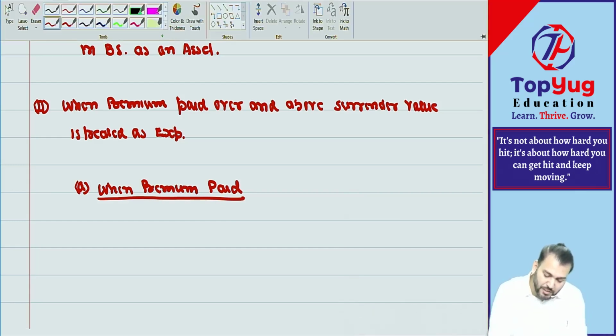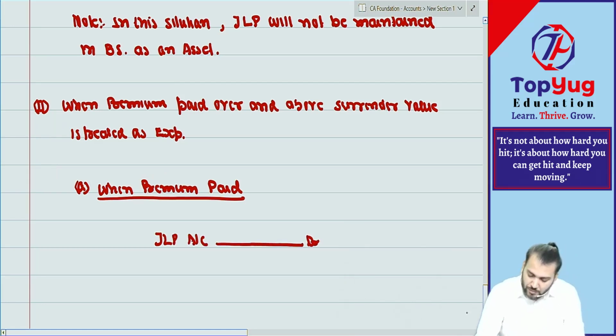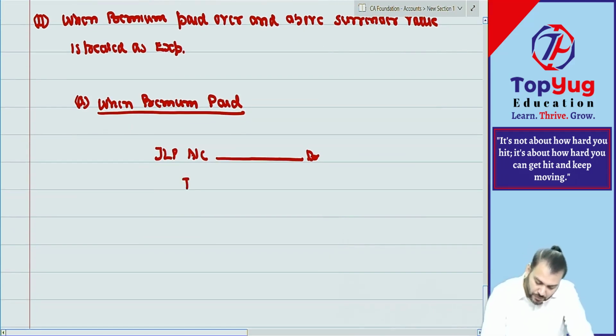When premium is paid, what journal entry? Same GLP account debit to cash or bank. Let us assume the amount of premium paid was 10,000.